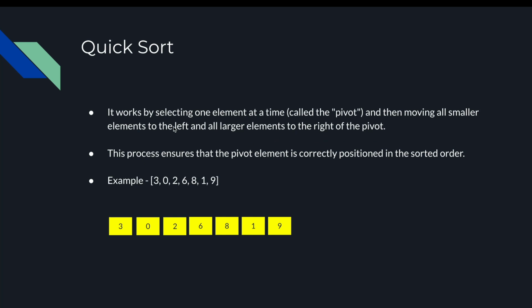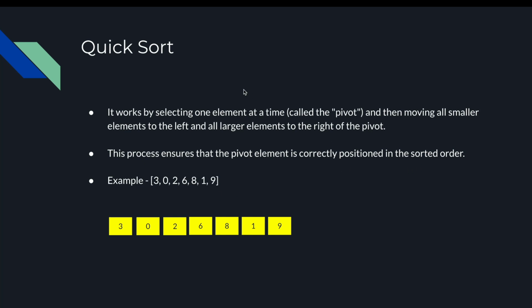I will repeat one more time. In quicksort, we have to select one element at a time, and then we have to move all the elements smaller than the pivot element to the left hand side and the larger elements to the right hand side. In this way, the pivot element will be sorted. We do not care about the order of smaller and larger elements. All we care about is that the pivot element is correctly positioned in the sorted order.